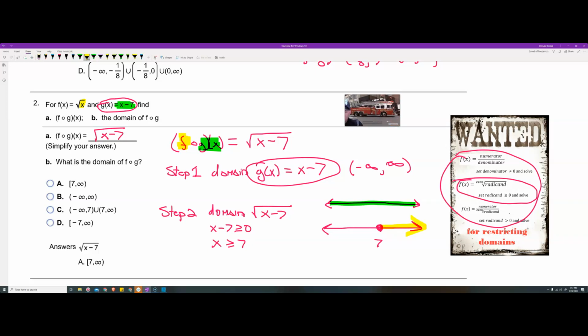Now I look for where do these overlap? Where are they both green and yellow? Well, right here to the right of 7. This one's yellow and this one's green. So my domain is going to include 7 and go all the way to the right. And there's my solution.